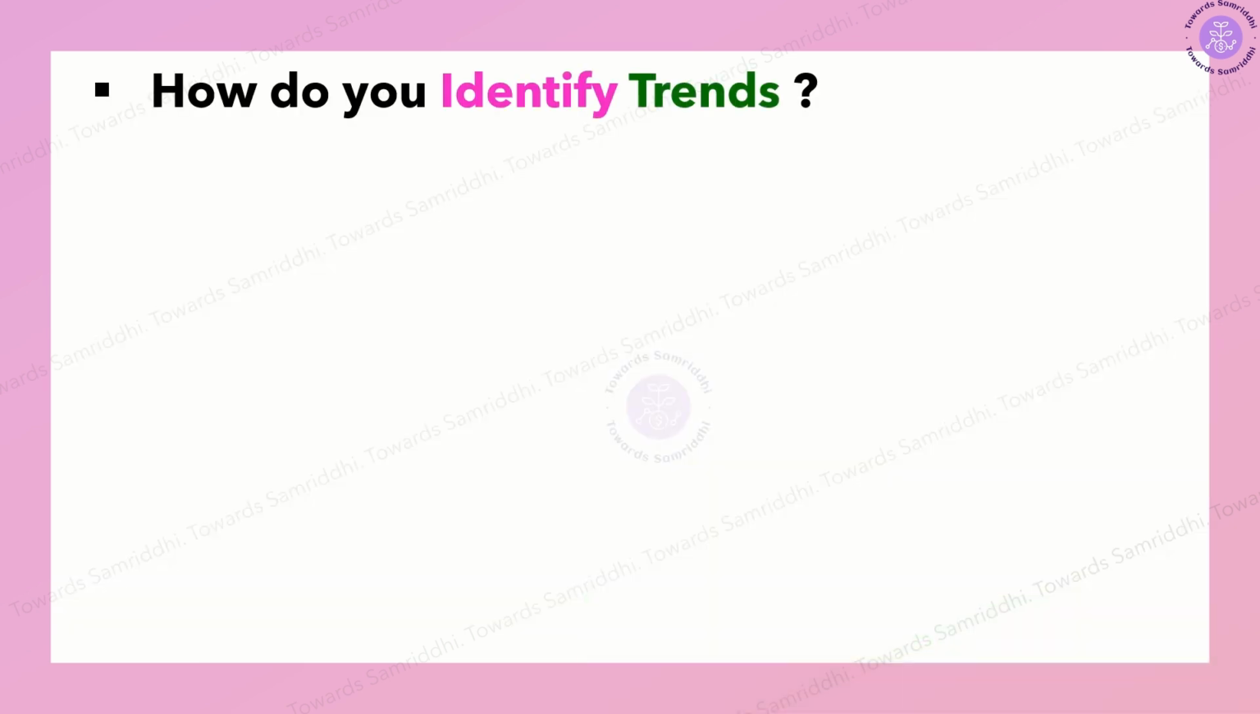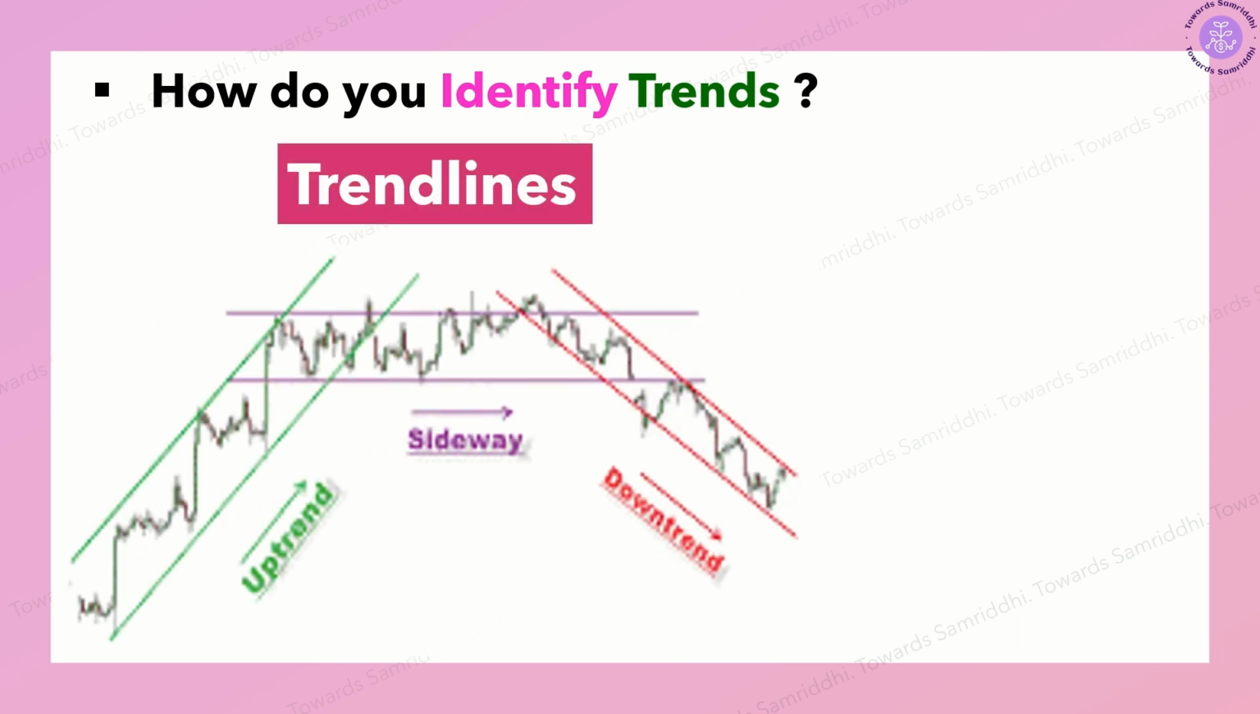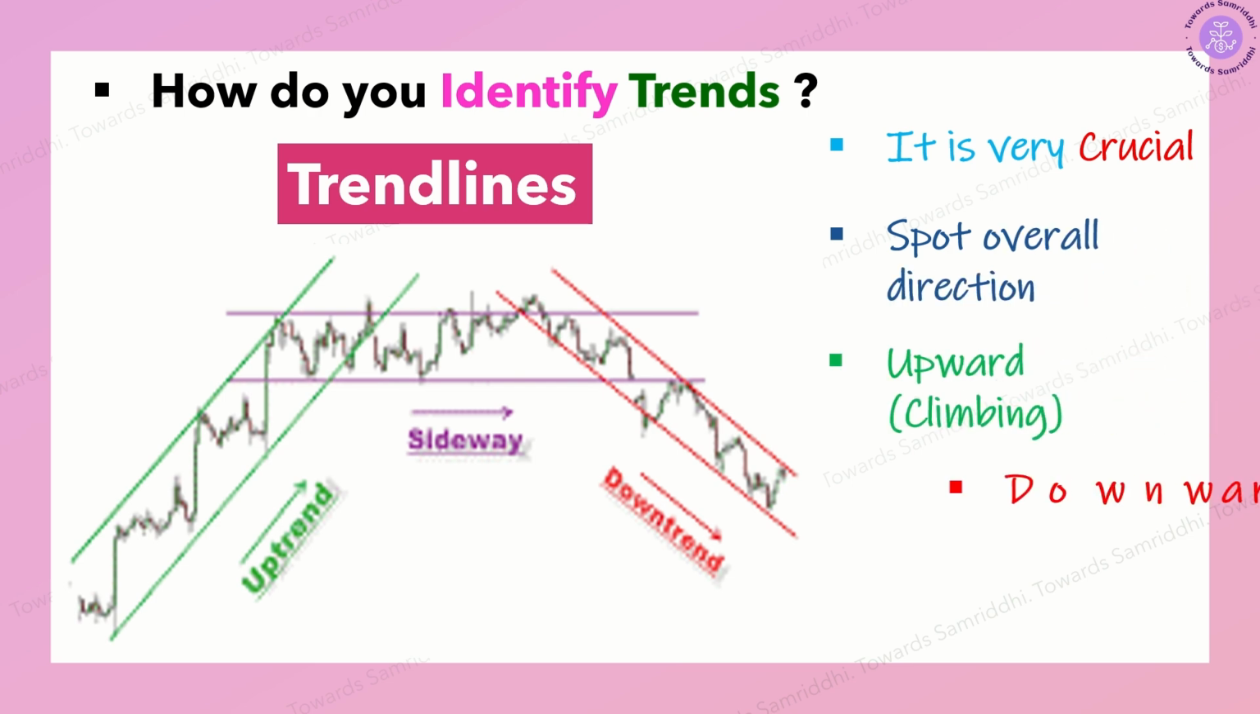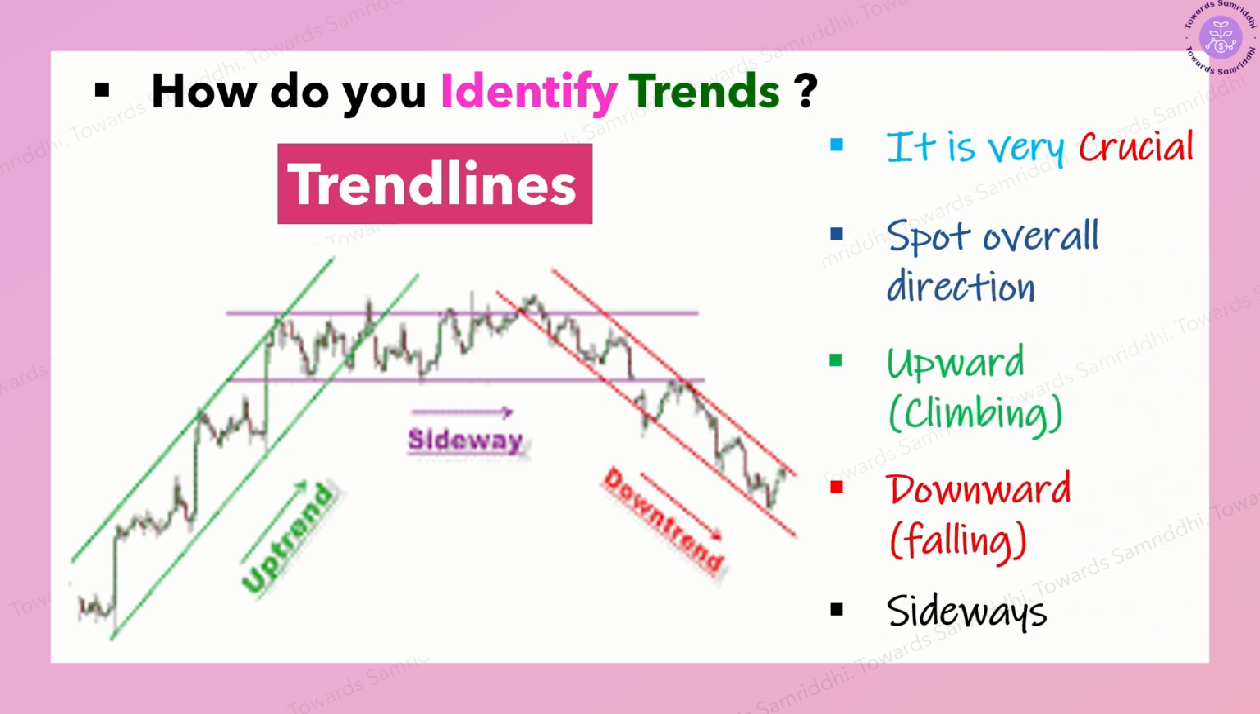So, how do you identify these trends? That is where trend lines come into play. Drawing trend lines is crucial because they help you spot the overall direction, whether the market is climbing, falling, or just drifting sideways.